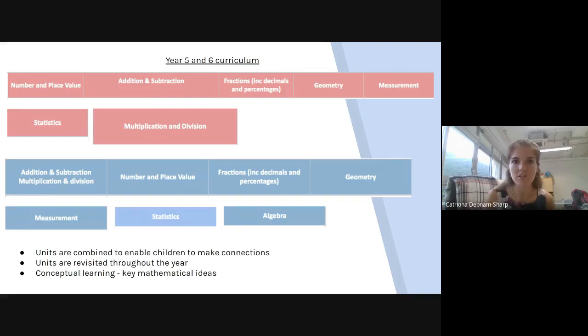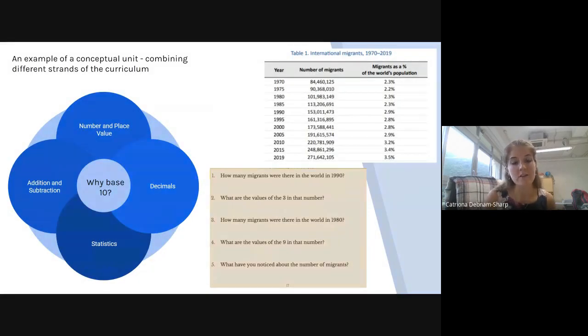Right, so just on this slide here is an example of a unit that we're teaching at the moment in Year 6. And it's called Y base 10. So Y base 10 combines some different units. So it's got number and place value, it's got decimals, which comes from the fractions, decimals of percentage unit. It's got addition and subtraction and statistics. So all of those units are combined to teach Y base 10.